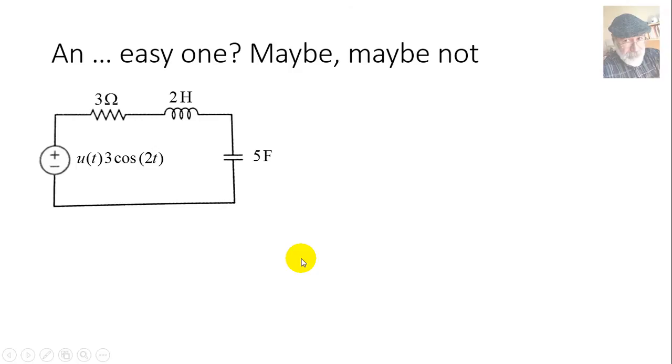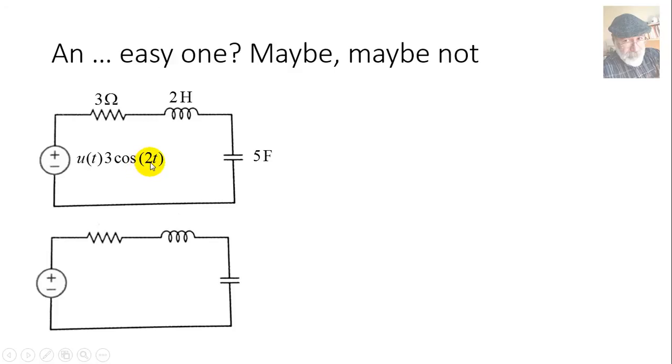And now an easy one, or maybe not that easy. You see, the configuration is misleadingly simple. Series RLC, but the source is a sinusoid, 3 times the cosine of 2t. Let me take that circuit over to the Laplace domain. Yeah, 2s, 1 over 5s, and the source would be 3 times s divided by s squared plus 2 squared, and the resistor will be 3 ohms. It hasn't changed. Well, the current is this one.